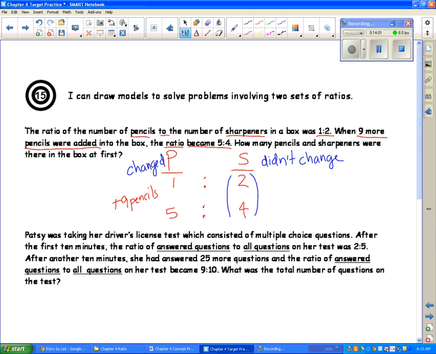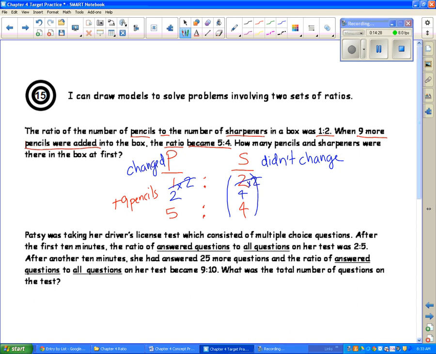2 is a factor of 4. If I multiply 2 by 2, I get 4. But again, in this first ratio, I always have to keep them equivalent. So if I'm going to multiply the number for sharpeners by 2, I've got to multiply the number of pencils by 2 as well. So all I'm doing is writing an equivalent ratio. I'm taking this first ratio, 1 to 2, and rewriting it as an equivalent ratio of 2 to 4.